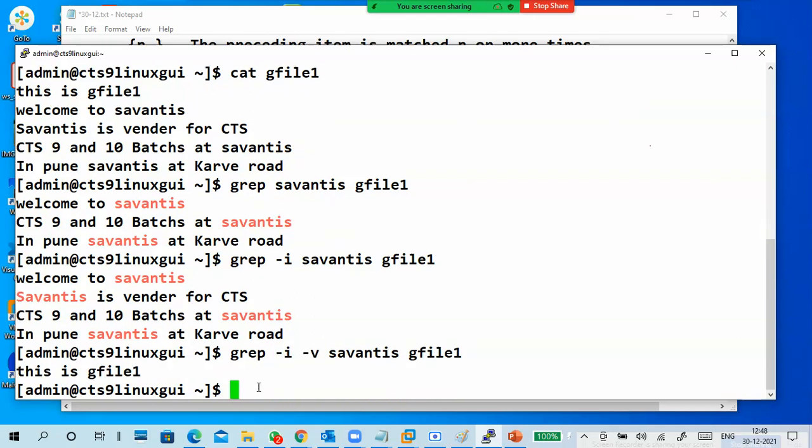What is it showing? It displays the lines where 70s is not there. Hyphen v means the opposite of our sentence, right? If the pattern does not match, display those lines. Display the lines if the pattern does not match. The word should not be there.